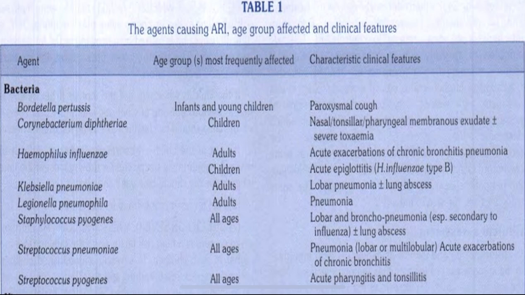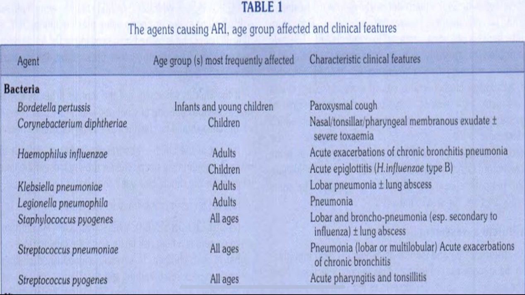Haemophilus influenzae mainly affects adults, causing acute exacerbations of chronic bronchitis and pneumonia. It also affects children, causing acute epiglottitis. There is an acute inflammation of the epiglottis resulting in acute epiglottitis. Haemophilus influenzae type B mostly causes acute epiglottitis.